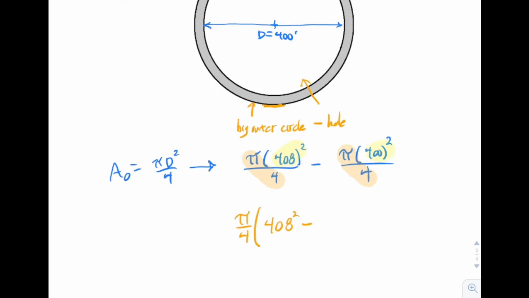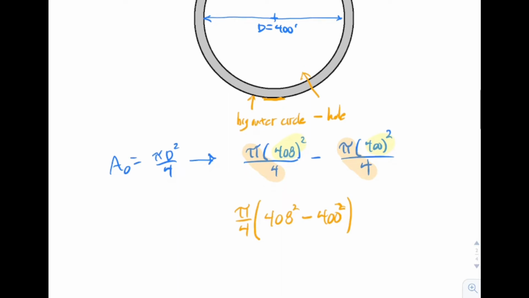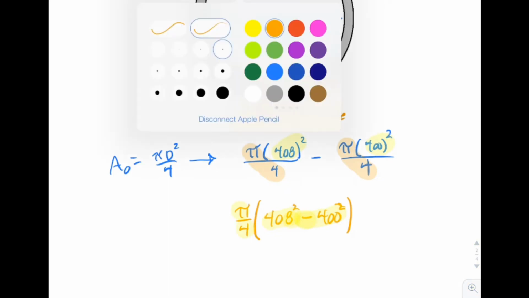So write that down. And I showed you this partly just so you kind of train your eye on this whole factoring thing. You get used to looking at things, but also because it's easier to enter that on the calculator. Because all you got to do in the calculator is go 408 squared minus 400 squared equals times pi divided by 4.